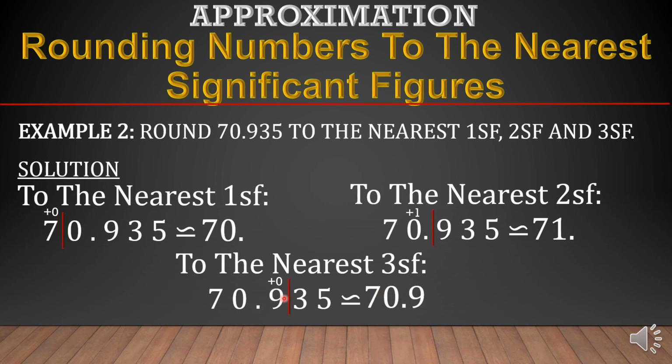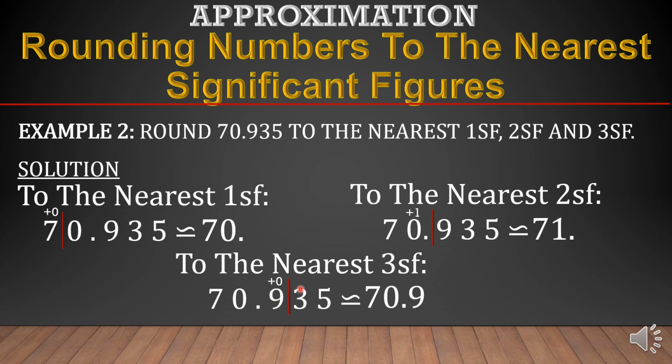That's our answer. Now you might want to ask, what if this 3 is 7 or 8 or 5? In that case we'll be rounding up. We'll be adding 1 to 9. 1 plus 9 would have given us 10. No problem at all. So we'll just drop the 0 and then we'll carry the 1. That will be 71.0. Very simple.